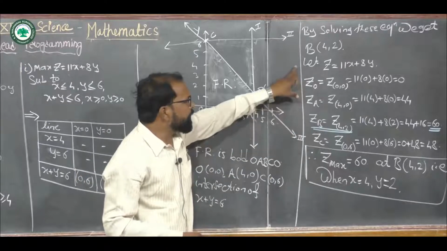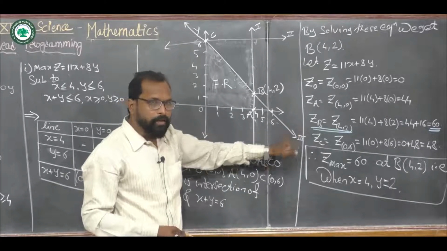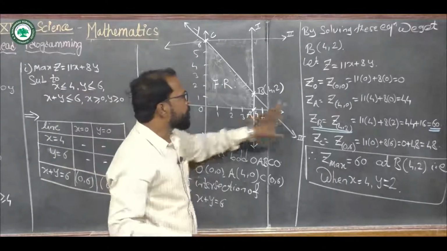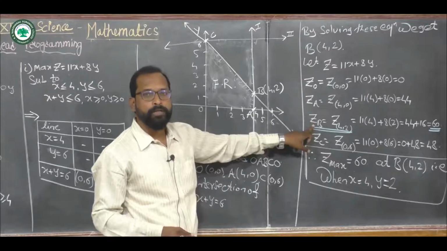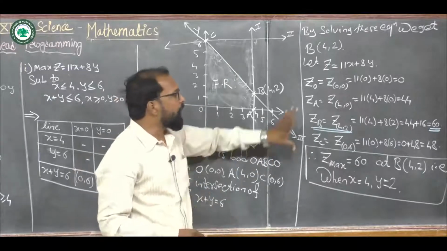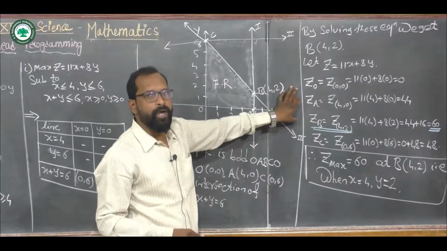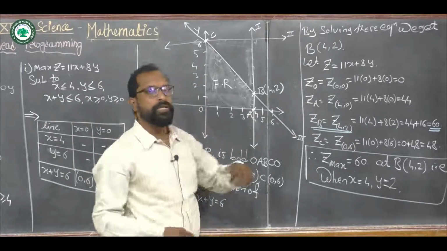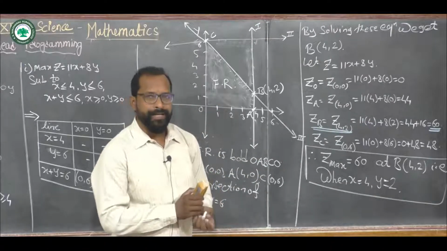After finding the values of Z at each corner of the feasible region, observe the objective function. Here the function is of maximum type, so we select the maximum value of Z and the corresponding point. If the problem is of the minimization type, then we find the minimum value. The only difference is selecting the minimum or maximum value according to the type of the objective function, which is either maximize or minimize. Now we see the next example.